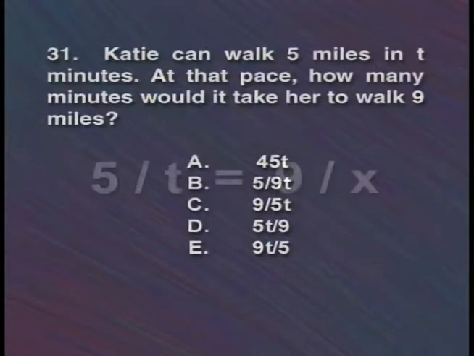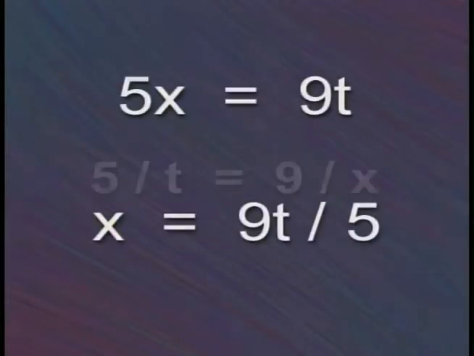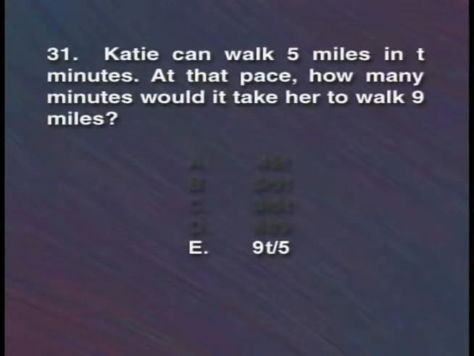Set up the equation as follows. 5 miles is to T minutes, as 9 miles is to how many minutes? Let's solve the equation. By cross-multiplying, we get 5x equals 9t. Dividing both sides by 5 gives us the final answer. X equals 9t divided by 5. The correct answer is E.